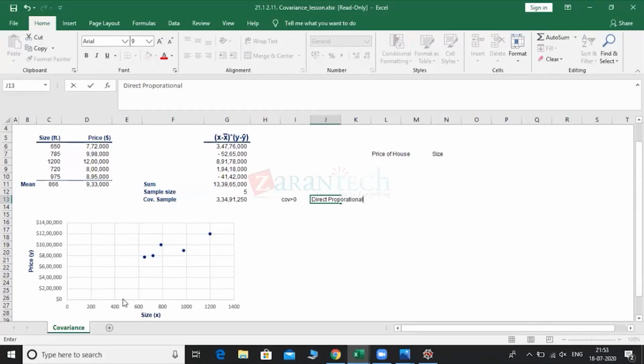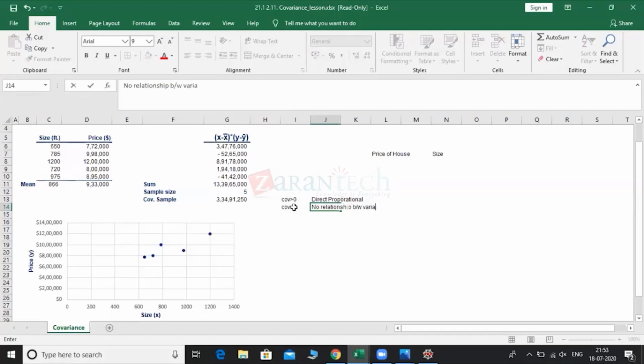That price is directly proportional to the size if the covariance is greater than 0. If covariance is equal to 0, it would mean that there is no relationship between these two variables, or they are independent variables.